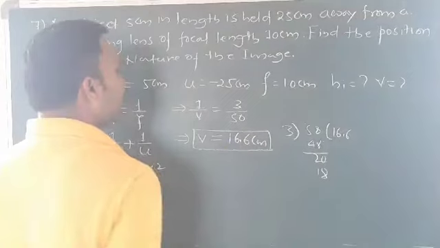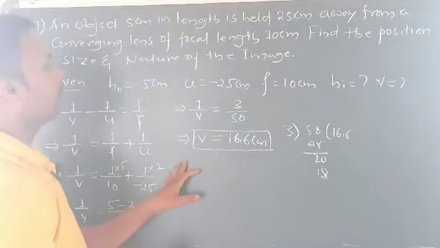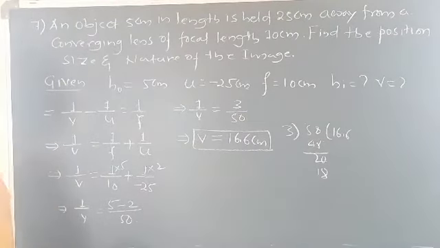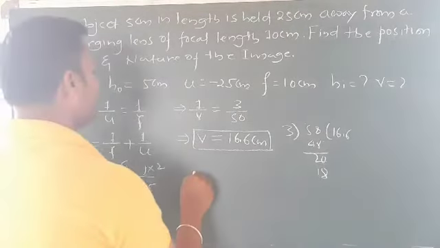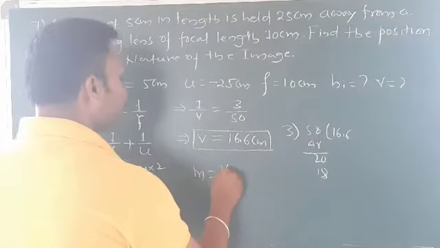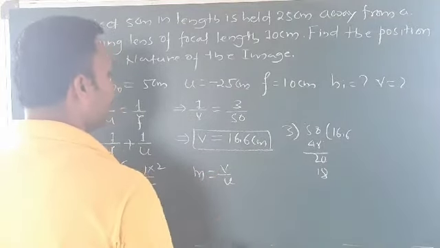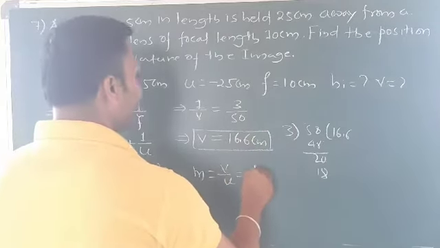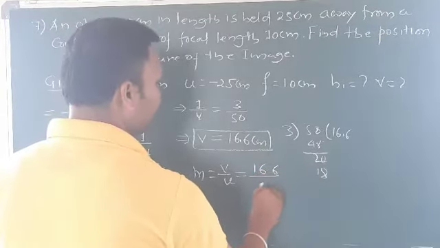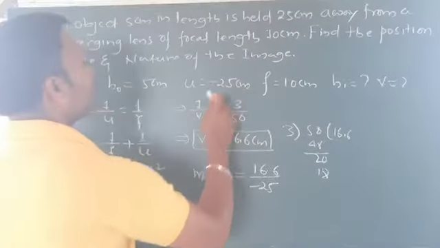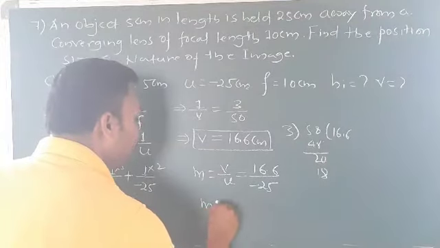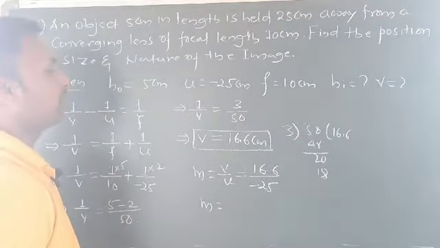Now what do we need to calculate next? HI. Before that we need to calculate the magnification. So M is equal to V by U. V we already calculated as 16.6, and U is minus 25. Now M is equal to 16.6 by minus 25.